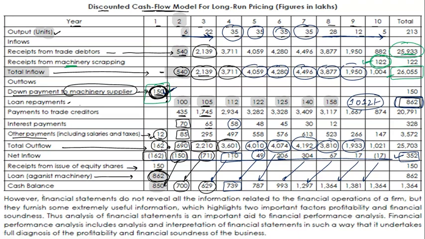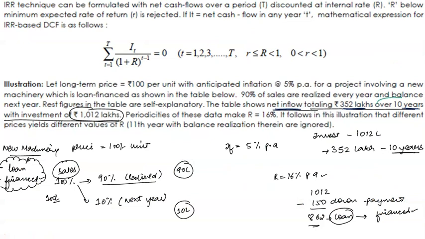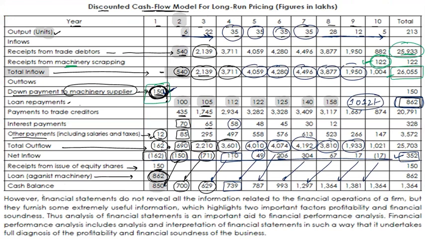Yes, because the life of the machinery was 10 years. They told you that over a period of 10 years, you are going to have 352 lakh rupees as your net inflow, and it is there. Okay. Got my point?